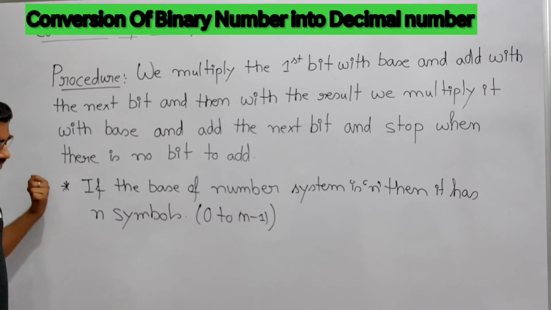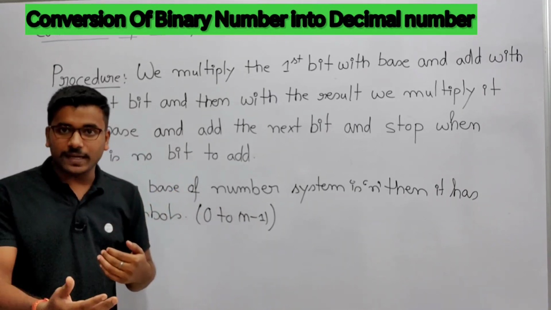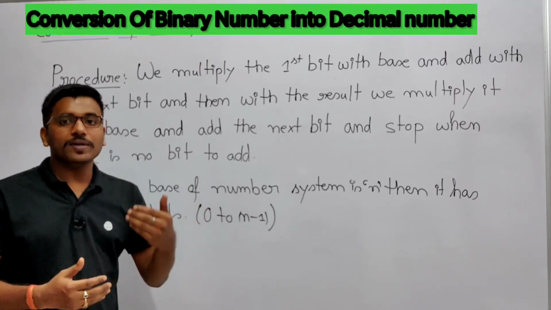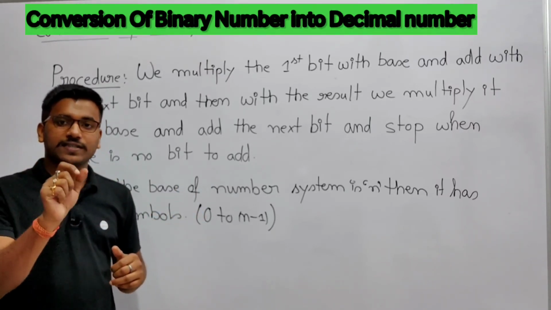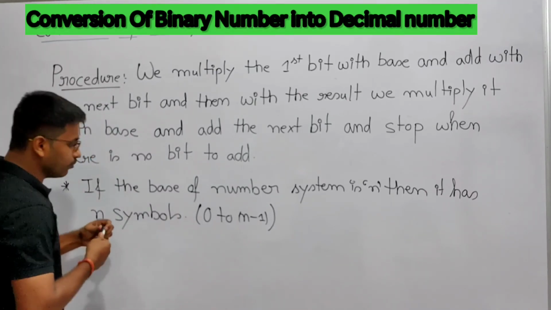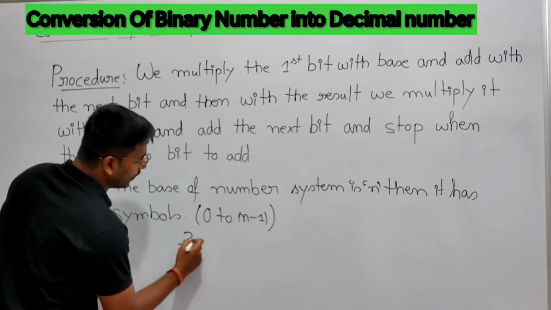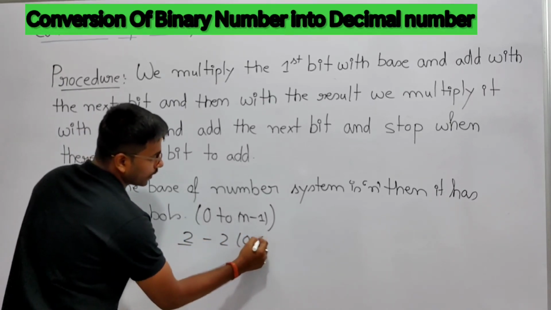Now if the base of the number system is n, for example a base 10 number system like decimal, how many symbols do you have? 10. What are the symbols? 0 to n minus 1, that is 10 minus 1, 9. If it is a binary number, its base is 2. How many symbols do you have? 2. What are the symbols? 0 to 2 minus 1, that is 1.